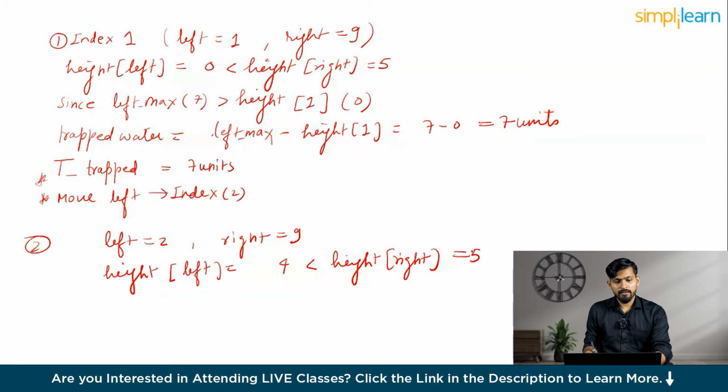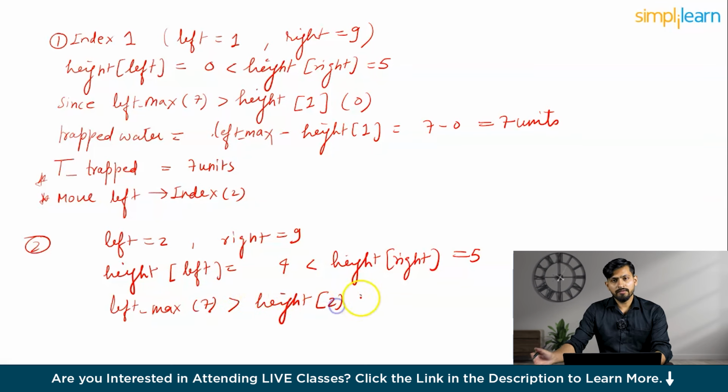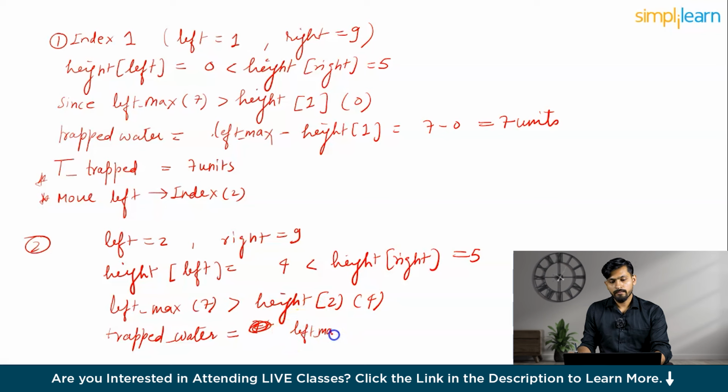We are going to calculate the left max, and this will be 7, which is greater than height of 2, which is basically 4. Now what will the trapped water be, guys? Very basic. Our trapped water would be left max minus height of 2, which is how much, guys? 7 minus 4 equals 3 units.